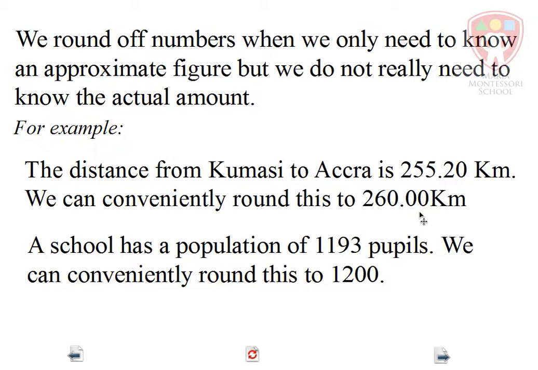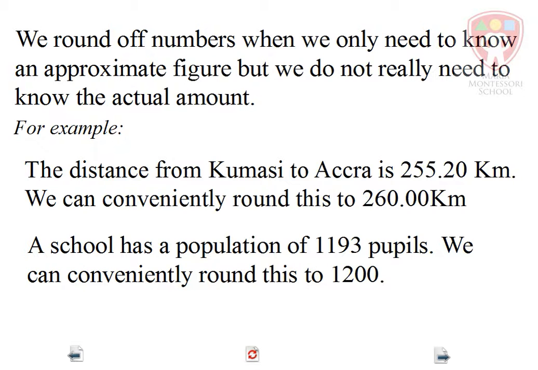That means that if somebody was to ask you, what is the distance of Kumasi from Accra? And if the person didn't actually want to know the very specific and actual amount, you could conveniently round it to 260 kilometers. In another example, the population of a school is 1,193 pupils. This could be conveniently rounded to 1,200 pupils, which means that if somebody was to ask what is the population of this school, then you may conveniently tell the person 1,200 if the person didn't actually want to know the actual amount.